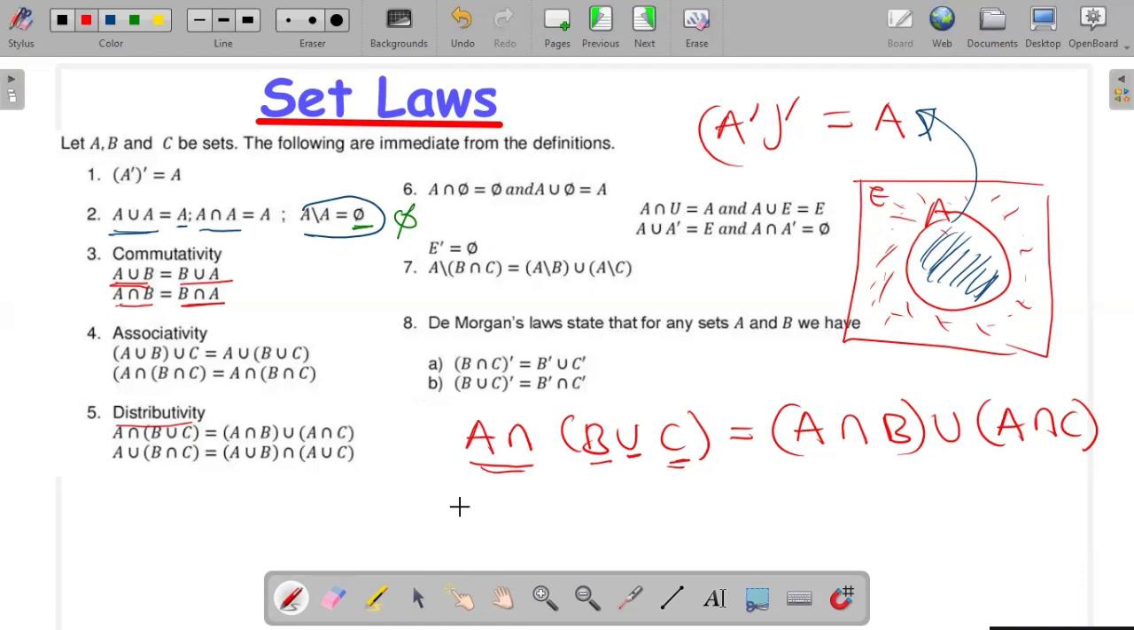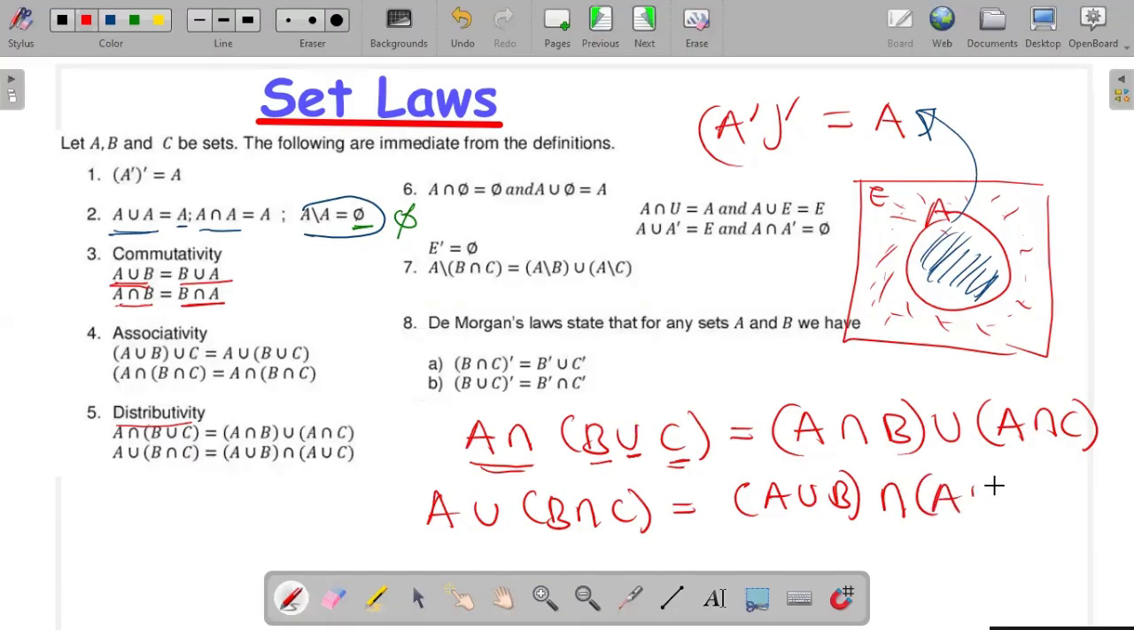Also, when it comes to union, if union was outside first, A union, then B intersect C, is equal to, I distribute, so I'll have A union B, then intersect, then I have again A union, then I distribute to my C. So this is the distributive law.